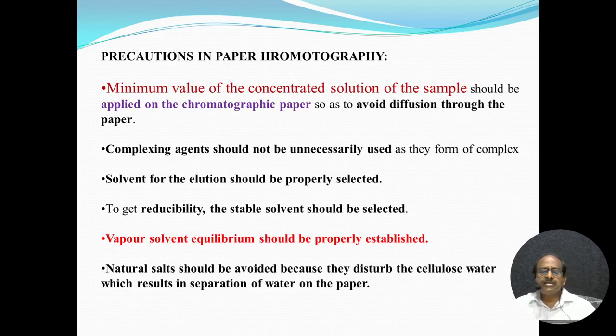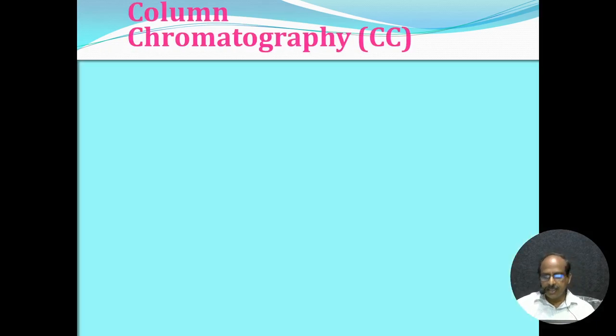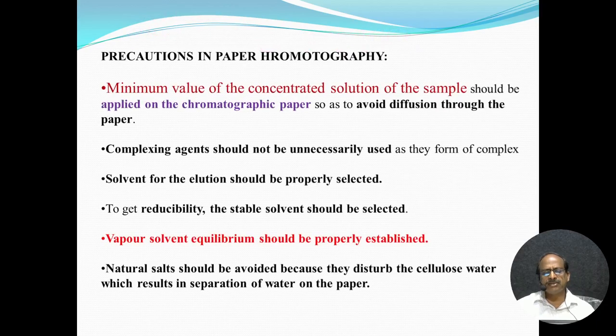Are there any precautions in paper chromatography? Definitely, there are many. A minimum amount of concentrated solution of the sample should be applied on the chromatography paper. The complexing agent should not be used unnecessarily. The solvent for elution should be properly selected, the reproducibility of the solvent should be ensured, and vapor-solvent equilibrium should be properly established. These are some of the precautions in paper chromatography.